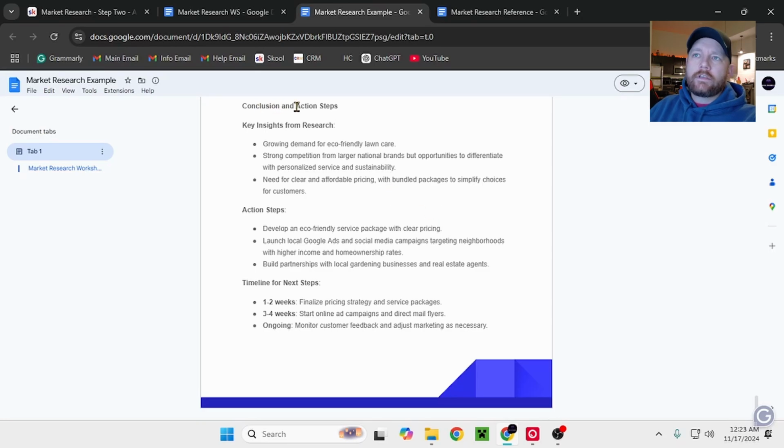So conclusions and action steps. This is just a summary of everything that's above. So what key insights did we get from doing our research above, and from our market research reference altogether?